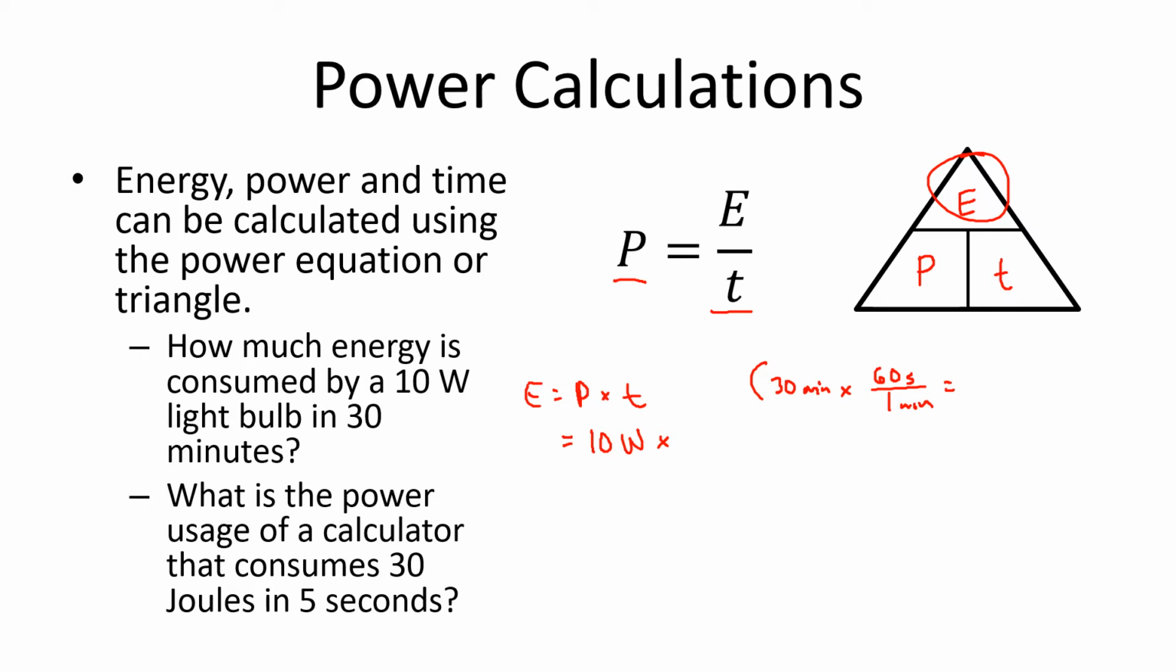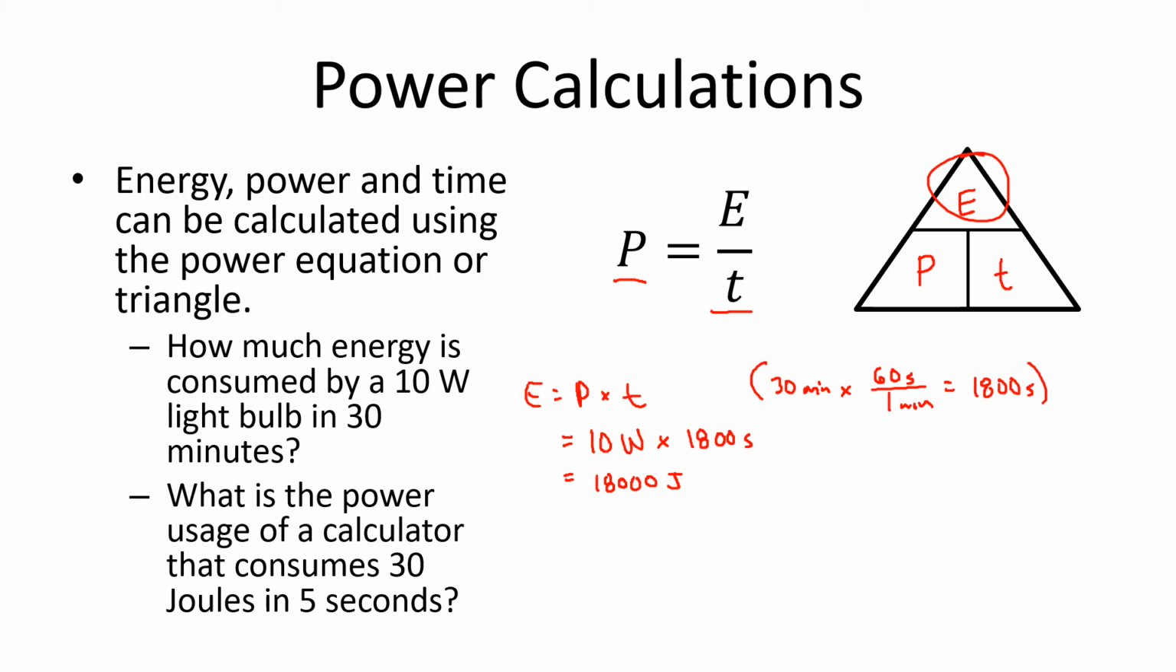I've got my calculator here. 30 times 60 equals 1800 seconds. Now we can use our equation: 10 watts times the 1800 seconds will give us the amount of energy. So times 10, of course, that's going to be 18000 joules, the unit of energy.